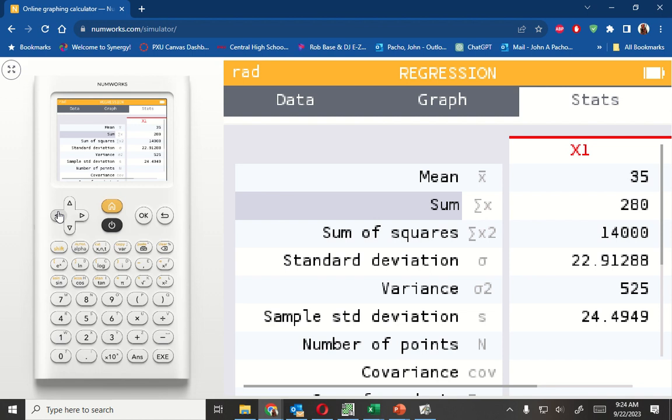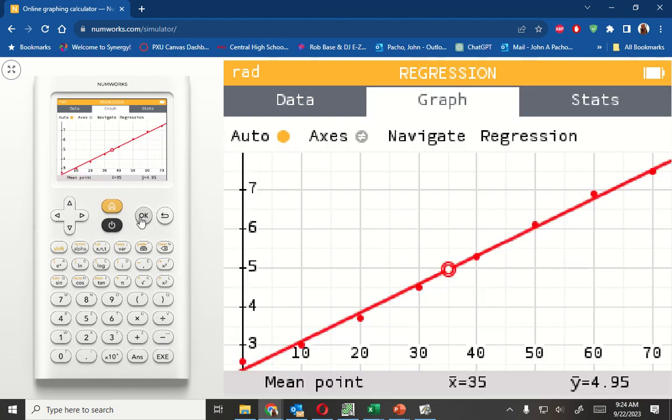Now, some of these things are going to be asked for as you go through. So if you're ever looking for the mean, the sum of squares, standard deviation, the variance or sample standard deviation, that's important. This is where you're going to find all that. Let's go back up to our graph.